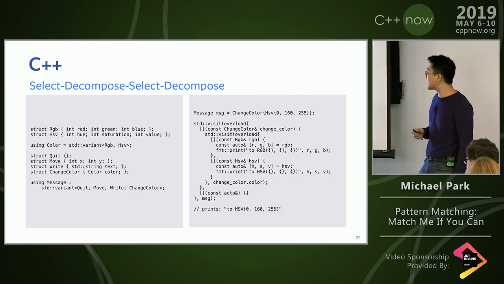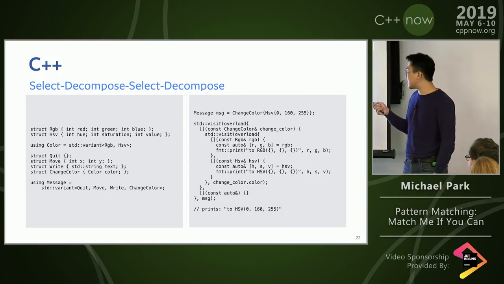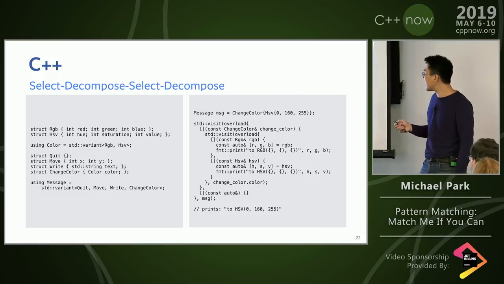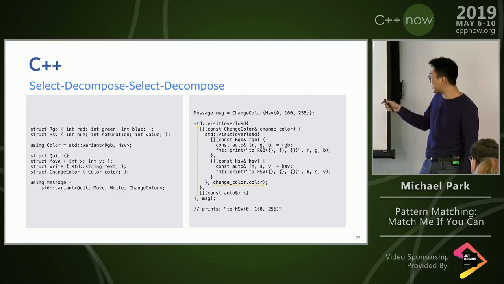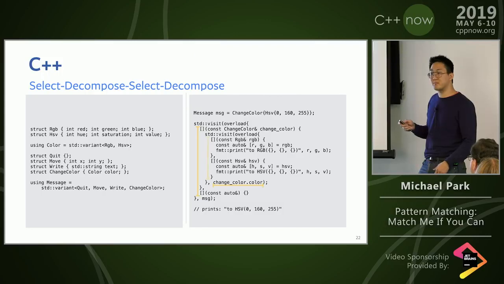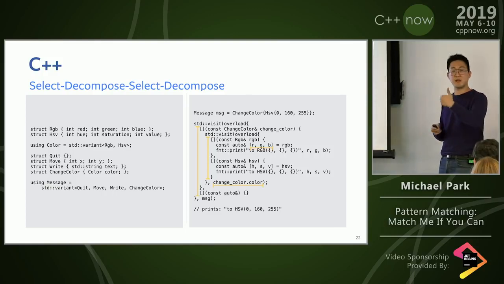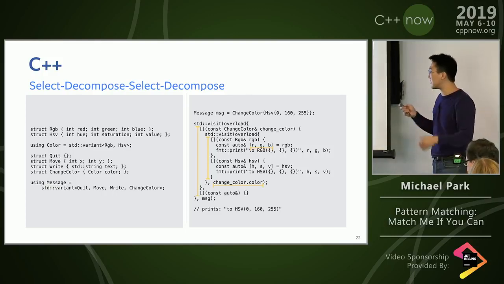So here's what we have to write in C++. The left-hand side is just the setup, getting the variant color, and then we have to visit overload on the message, which is this selection. We have to decompose, which is the change color.color. And then we have to select again within that, and then we have to decompose again, right? And so you can see how this increases nesting because you have to do each of these steps step by step.